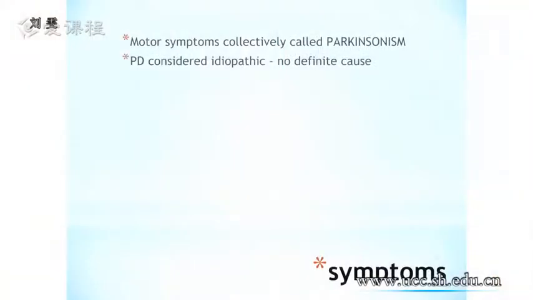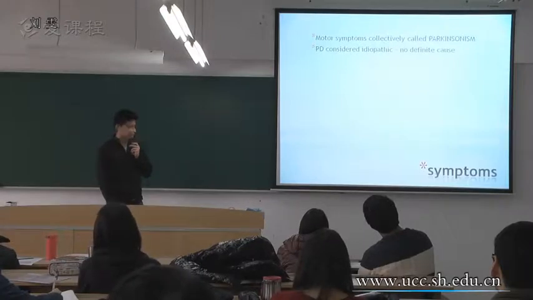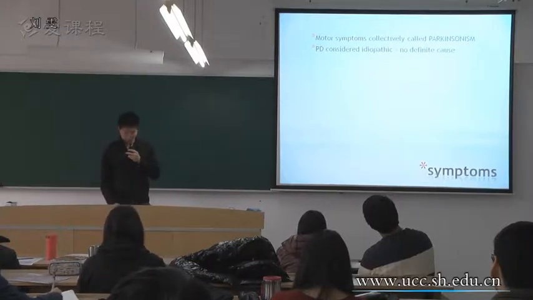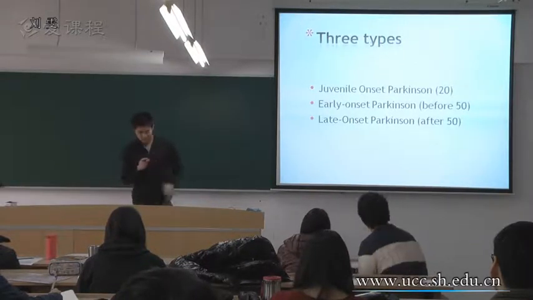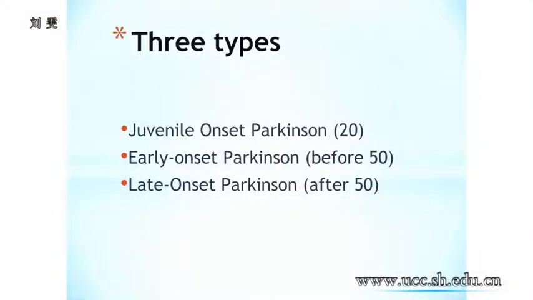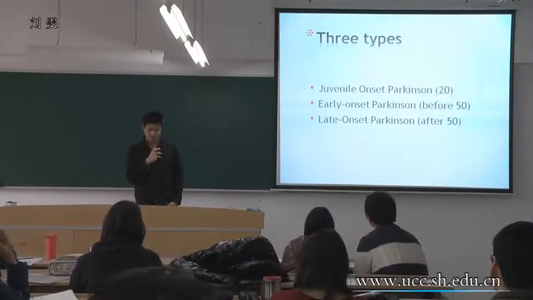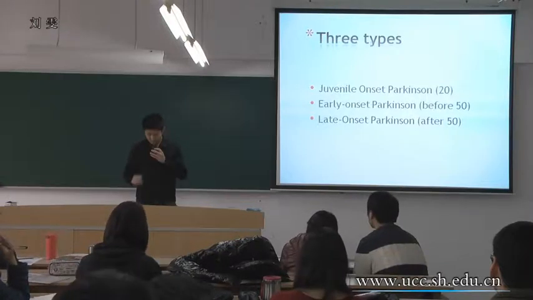And all of the motor symptoms are called Parkinsonism. And Parkinson's is actually considered idiopathic, which means that there's no definite cause for it. So it makes diagnosis somewhat difficult. It's not a definite diagnosis, not like you can definitively diagnose AIDS or something like that. And there are 3 types: juvenile onset, early onset, and late onset, depending on when you get it. Before the age of 20, which is very rare, it's considered juvenile, and after 50, it's considered late onset.